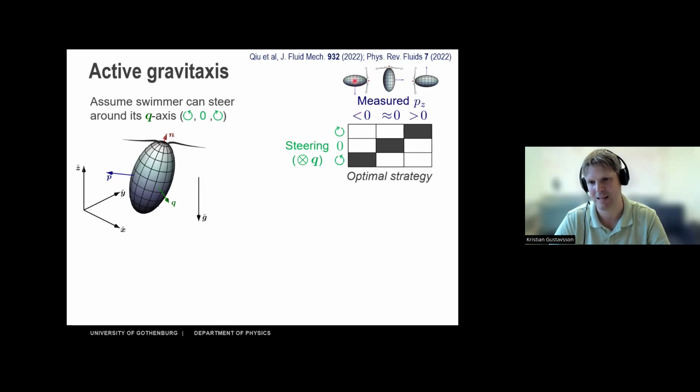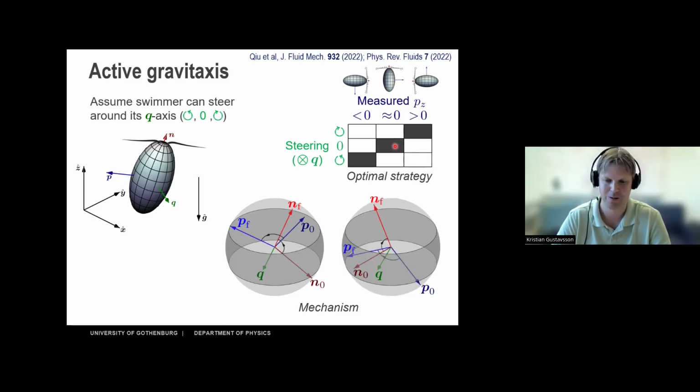While if the pz component is negative, then p instead points mainly downwards, and then we want to swim in the opposite counterclockwise direction to swim up. And then in between there is some regime where, when the p direction is more or less aligned with the z, we cannot sense any information about that direction, and we can't do anything. So we just take a zero steering velocity, and then one can convince yourself that this is also the optimal strategy in 3D, but I will not go into the details.